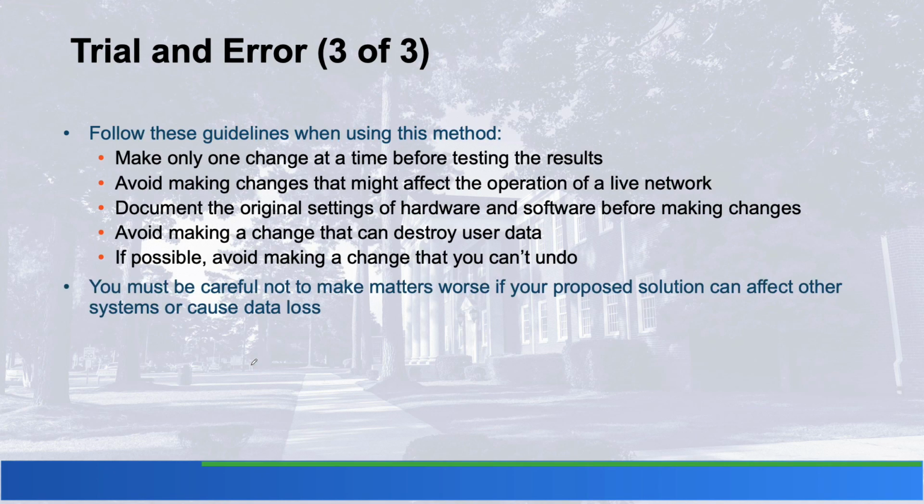When you're using this method, make only one change at a time before testing the results. Avoid making changes that might affect the operation of a live network. Document the original settings of hardware and software before making changes. Like I said, maybe use your cell phone camera to take a picture of screenshots or wiring. Avoid making a change that can destroy the user data. If possible, avoid making a change that you can't undo. You must be careful to not make matters worse if your proposed solution can affect other systems or cause data loss. So again, you don't want to make the problem worse.